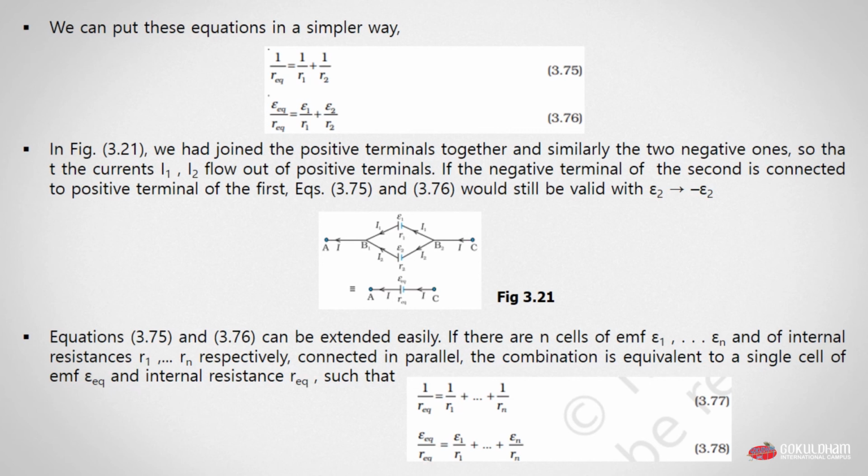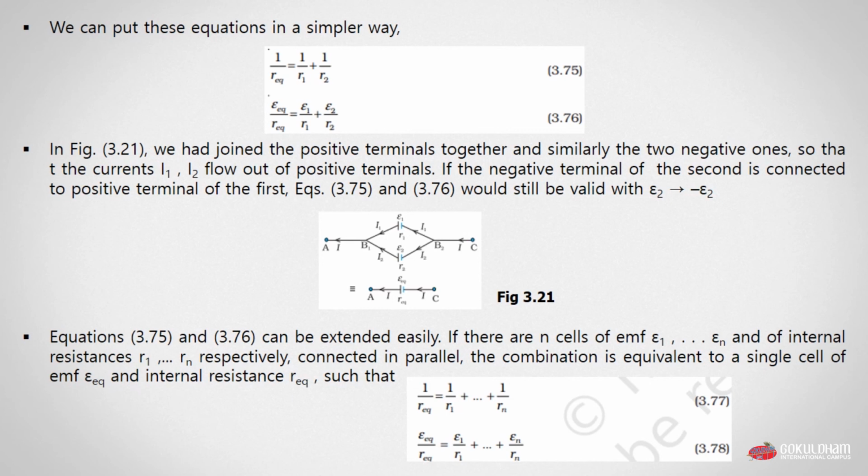In figure 3.21 we have joined the positive terminals together and similarly the two negative ones, so that the currents I1 and I2 flow out of the positive terminal. If the negative terminal of the second is connected to the positive terminal of the first, equation 3.75 and equation 3.76 would still be valid with epsilon 2 replaced by minus epsilon 2.